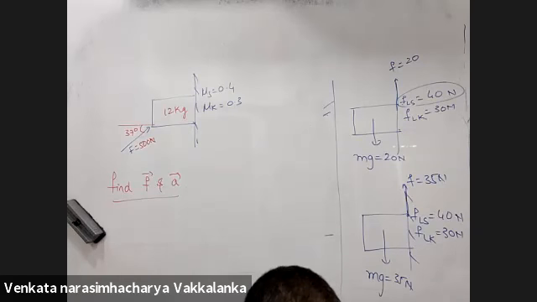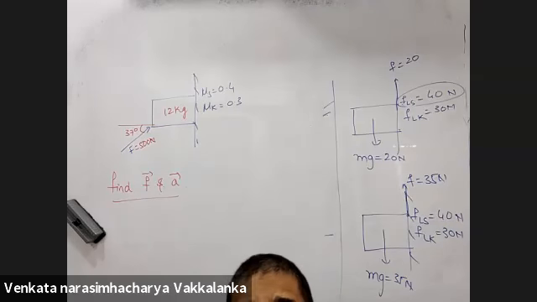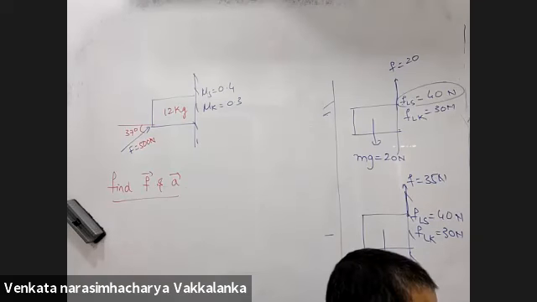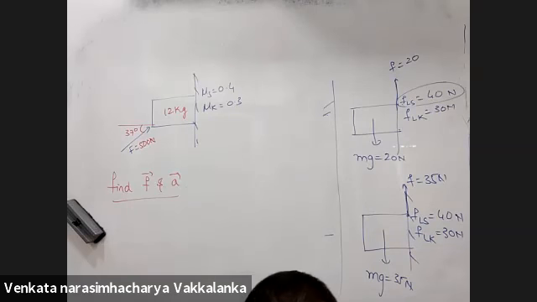Quite a few of you have got the answers correct. Only one student is typing acceleration is 0. That's wrong. It will have acceleration of 5 meters per second square. Friction is 120 Newton.